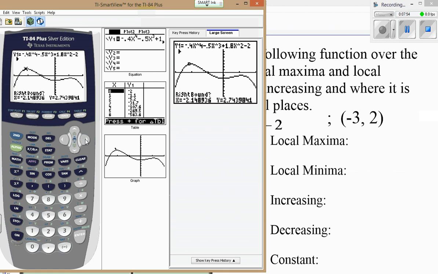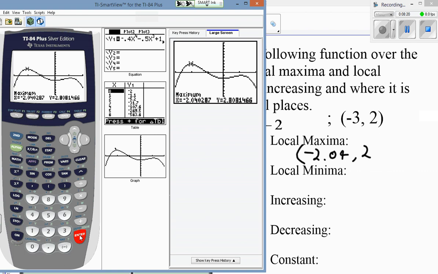So as long as I'm right of that, so there I'm right of that local maximum, and a guess, try and get it close to the peak there, and my calculator will go ahead and tell me my local maximum. And so I'm going to have a local maximum at x being -2.04, just go out to 2 decimal places, and a y value being 2.81. Okay, we have a local minimum we'll do next.